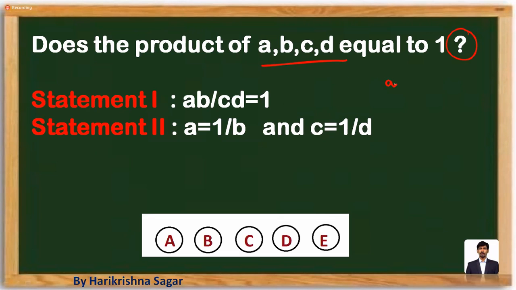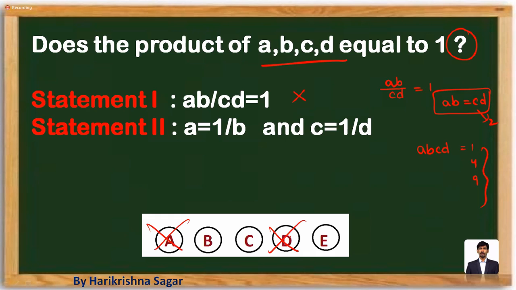If you observe the first statement, we are able to see AB by CD is equal to 1. So from this data, we can say AB is equal to CD. Using this, can we say the ABCD product? If AB is equal to CD is equal to 1, the product is 1. If it is 2, then ABCD is 4. If it is 3, then ABCD is equal to 9. So you have multiple values for it. That means statement 1 is not giving the answer. That means option A and option D are simply ruled out.